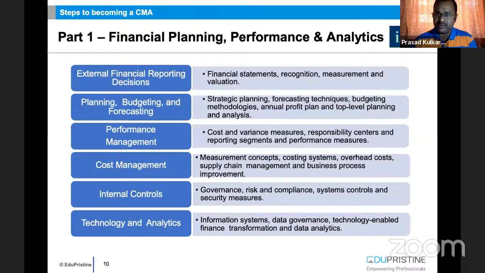What are the components of other comprehensive income? What do you mean by revenue recognition? How do you do the valuation on the balance sheet of assets and liabilities? How do you measure it? All of those things would be covered in external financial reporting decisions. This is a summary of all what we have learned from 11th through BCom.